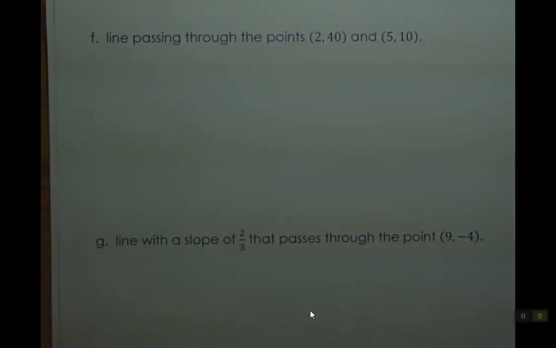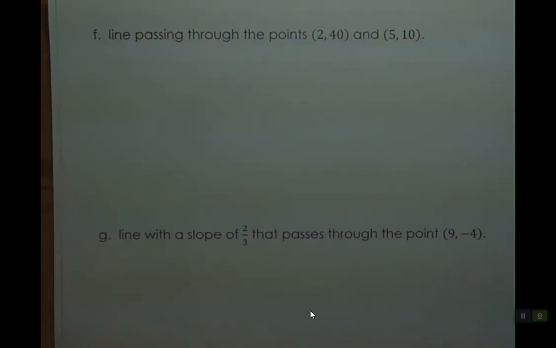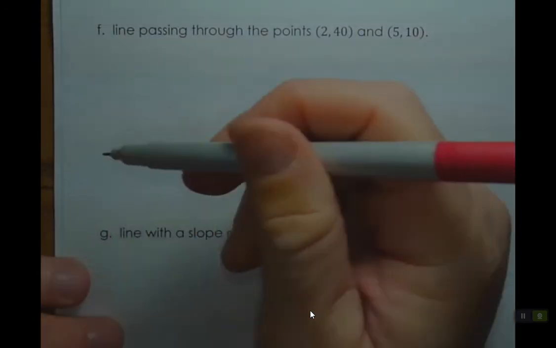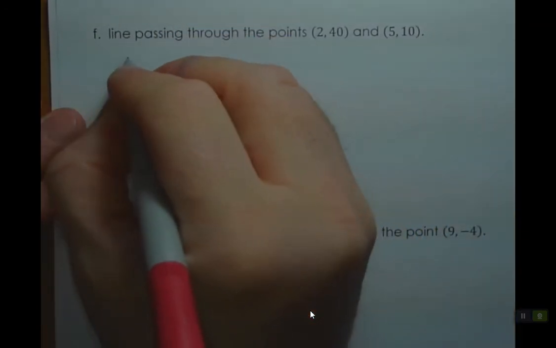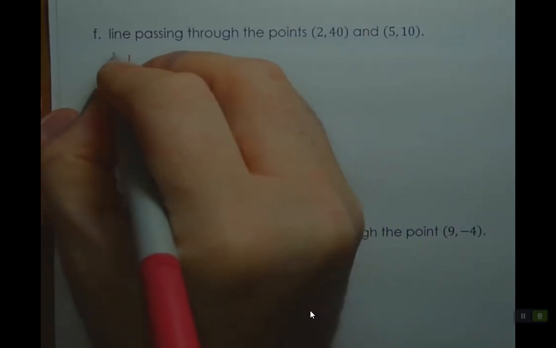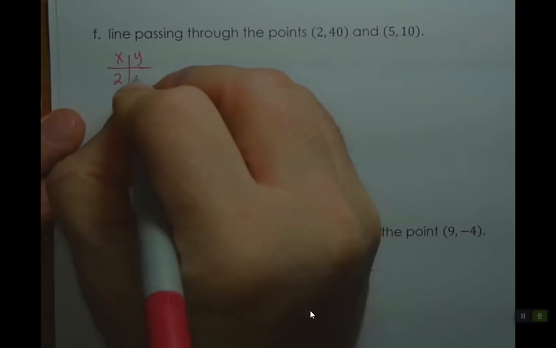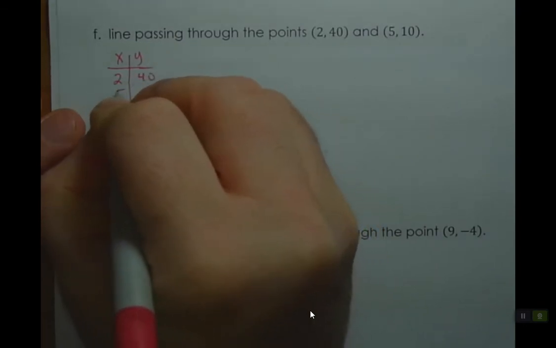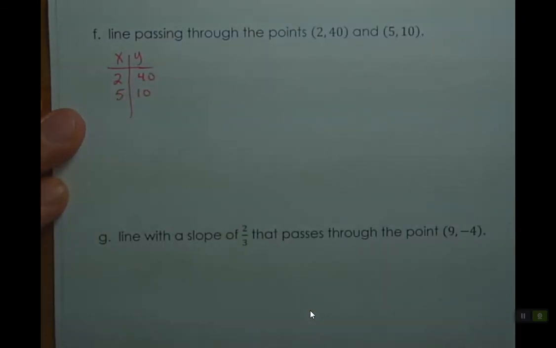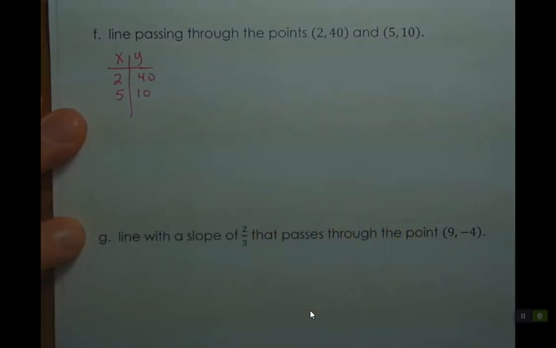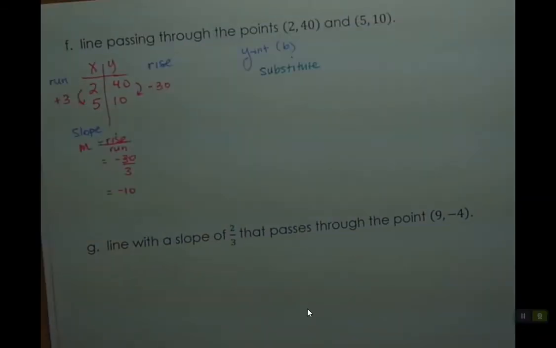All right, so we're going to continue. We're going to try a couple more of these, and I know this will be tough. But what I would like you to do is try to do the same thing as we did in the last question. So I'm going to set up my table here: 2 and 40, 5 and 10. I can find my slope, and I'm going to push pause and find your slope first, and then we'll come back to do the y-intercept.